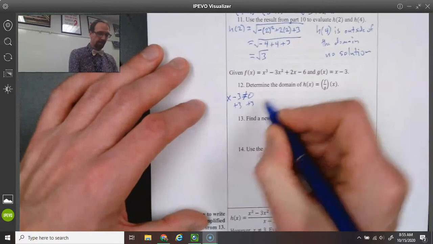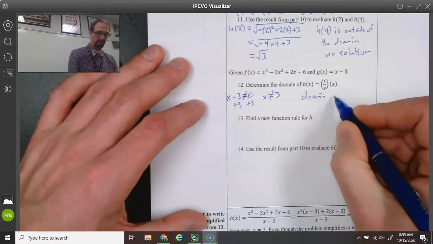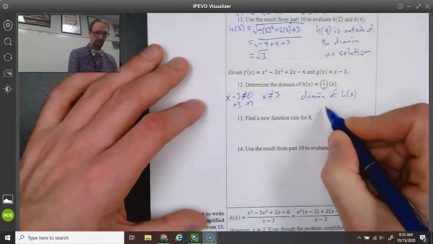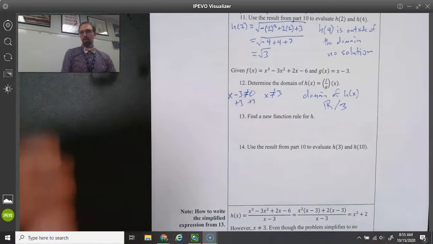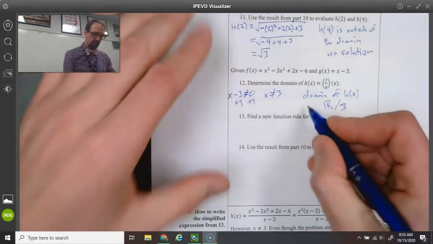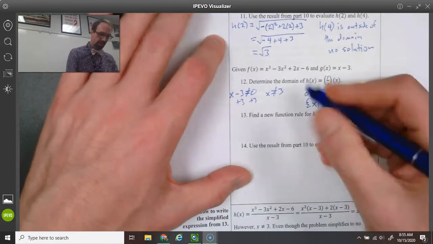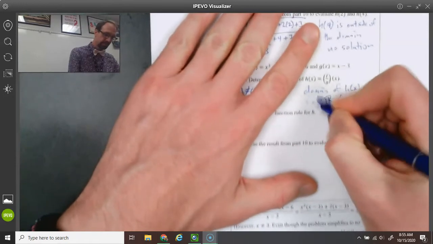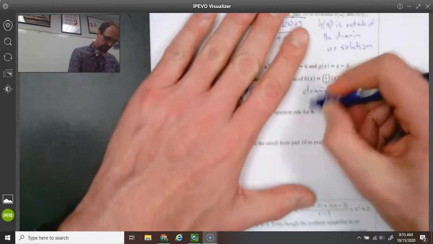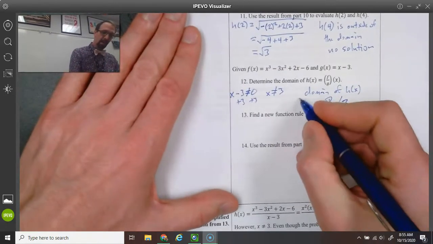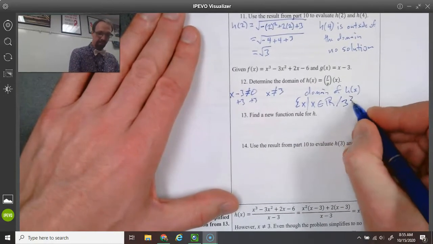Add 3 on both sides, so you get x cannot equal 3. So the domain of h of x is any real number except 3. This slash is what you use in set notation. So if I was doing the set of x's such that, sorry about that, I didn't give myself enough room, nor did I erase very well. The set of x's such that x is an element of the real numbers except 3.